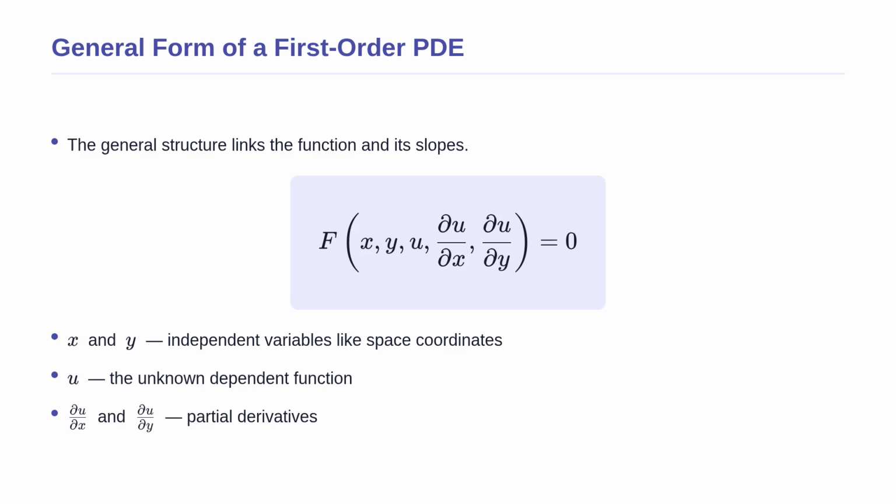The partial derivative of u with respect to x shows how the function changes as we move strictly along the x direction. Similarly, the partial derivative with respect to y shows the rate of change strictly along the y direction. If the rate of change increases, the slope in that specific direction becomes steeper.